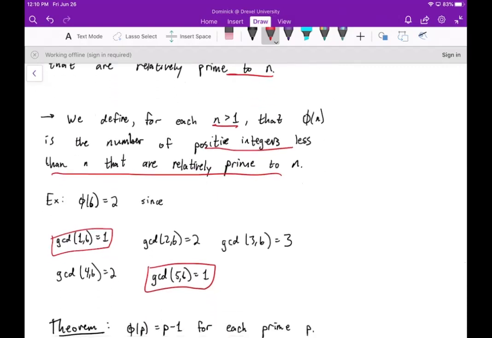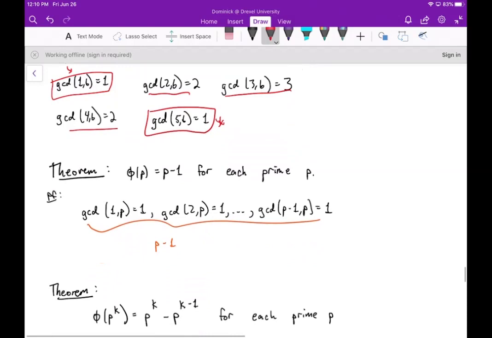So for example, if you look at phi of 6, that would be 2. Since the GCD of 1 and 6 is 1, so there's 1. But then the GCD of 2 and 6, 3 and 6, and 4 and 6 is not 1, so we skip them. And then the GCD of 5 and 6 is 1. So that gives us two numbers that are less than 6 that are relatively prime to 6. So phi of 6 is 2.